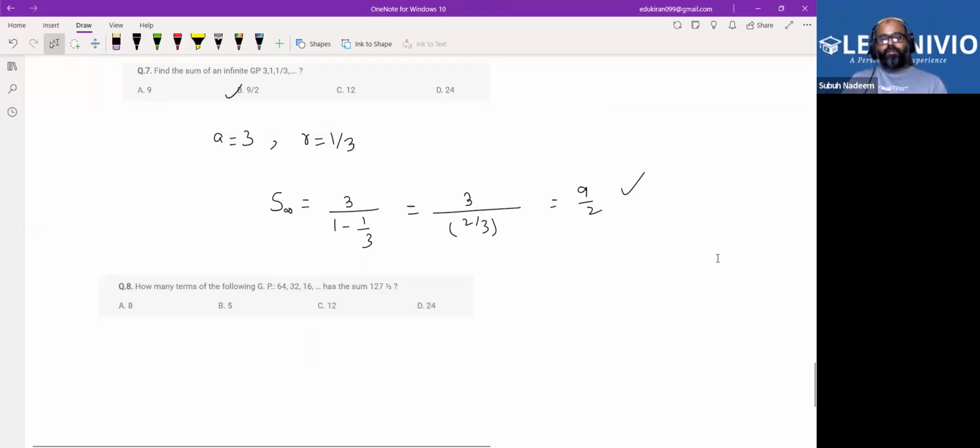Try this one. How many terms of the following GP have the sum 127 half?